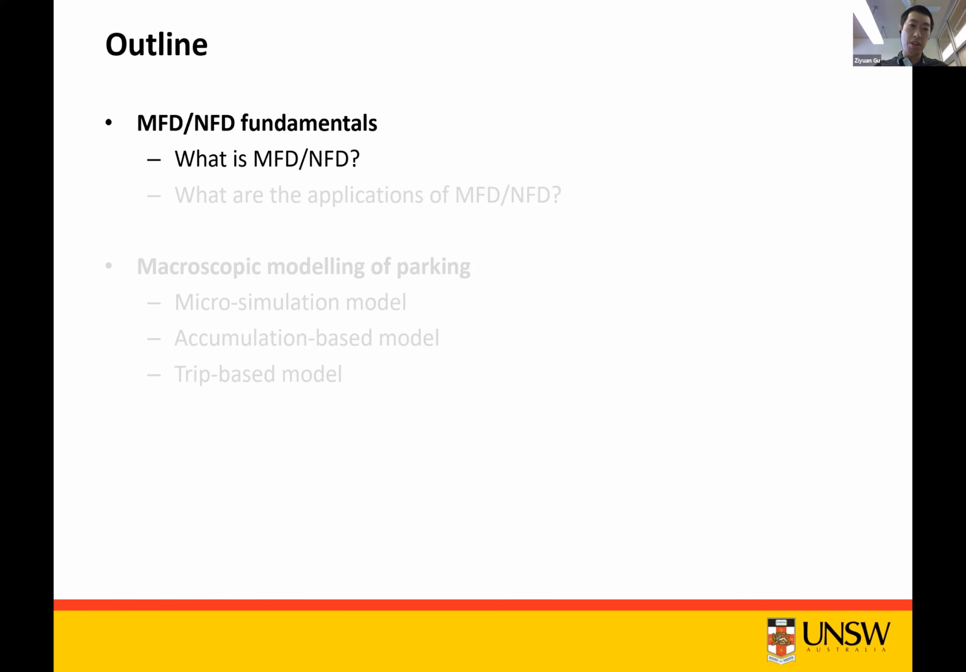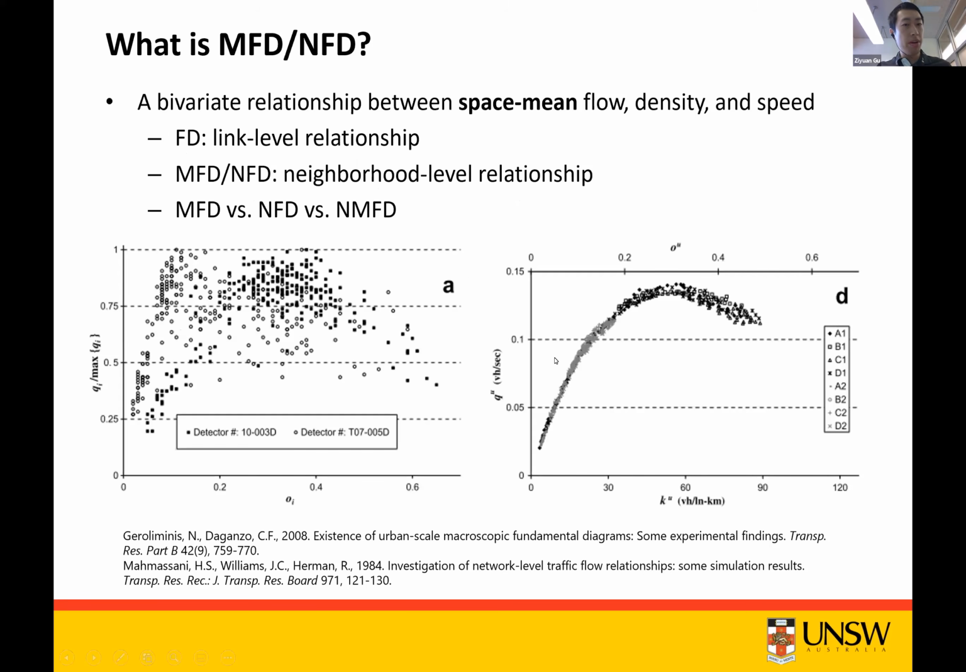First of all, what is the macroscopic fundamental diagram or network fundamental diagram, or in short, MFD or NFD? It is a bivariate relationship between space mean flow, density, and speed. Here I'm showing two figures. One figure shows the link level data, which are flows versus occupancy. Occupancy here can be treated as density since they pretty much measure the same thing.